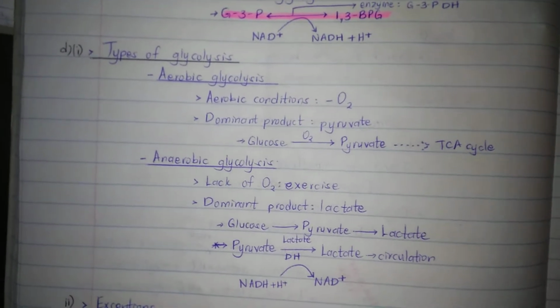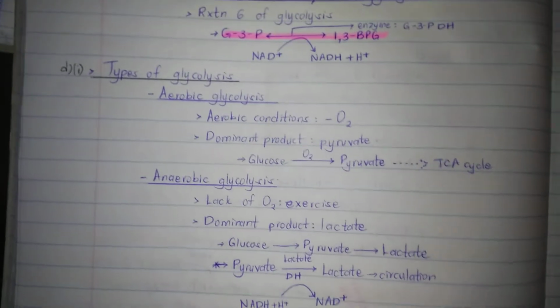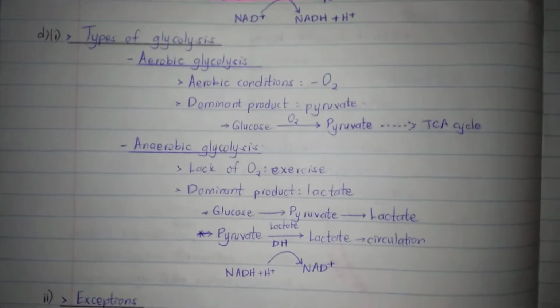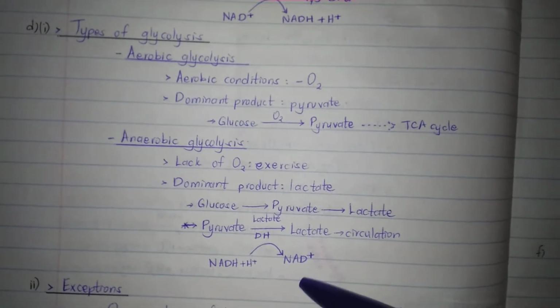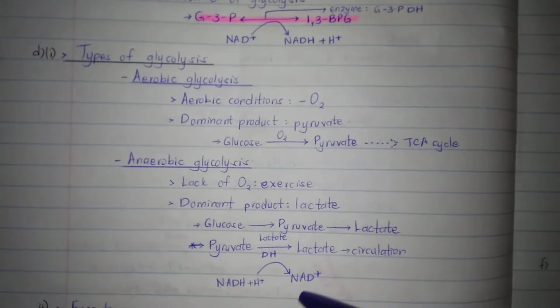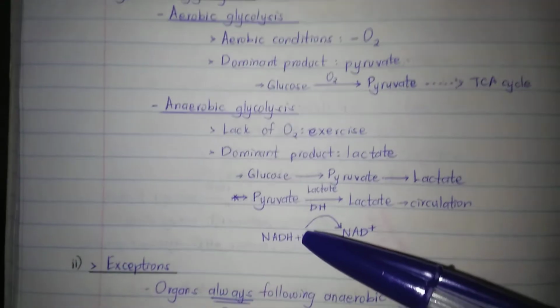So we're going to be continuing from where we left off. Remember, we had talked about the types of glycolysis, and we're just going to discuss now what are the uses of NAD+. But before we talk about that, let's look at a few exceptions in this process of glycolysis.